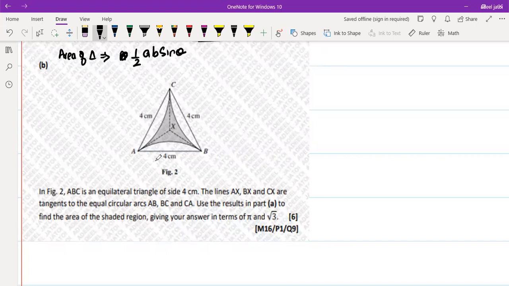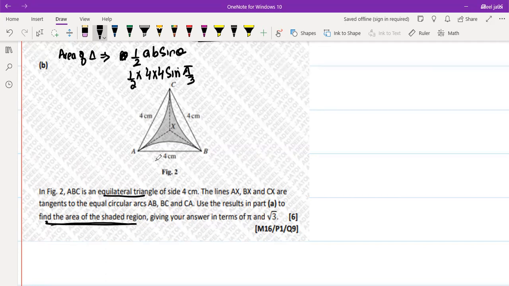Now what does this represent? This represents the area of the entire triangle, because we need to find the area of the shaded region. So for that we need to take out the area of the entire triangle. So half into 4 into sine. Since it is an equilateral triangle, 60, 60, 60 will be the angles, and 60 is pi upon 3.